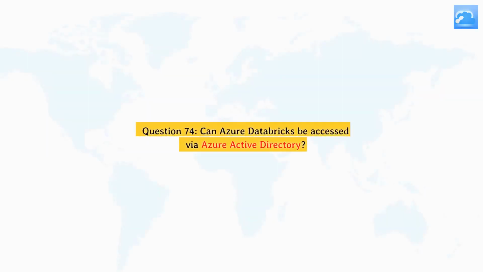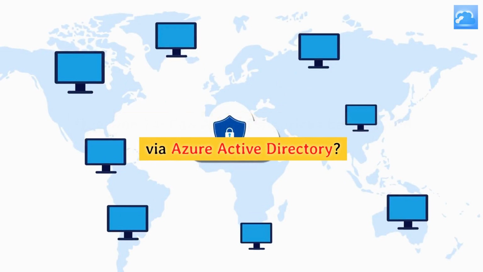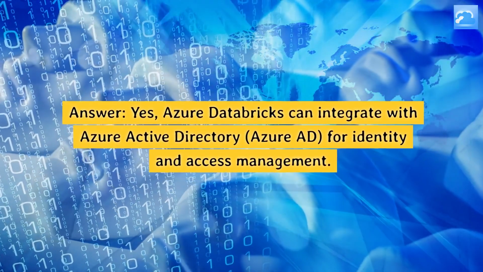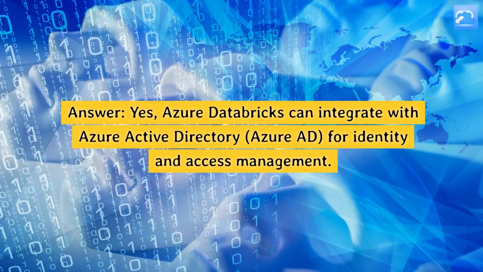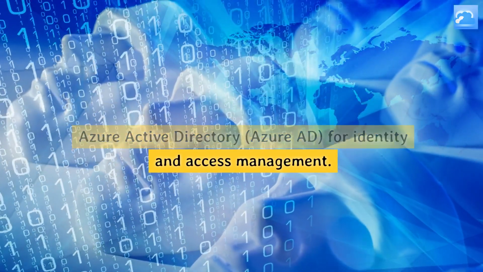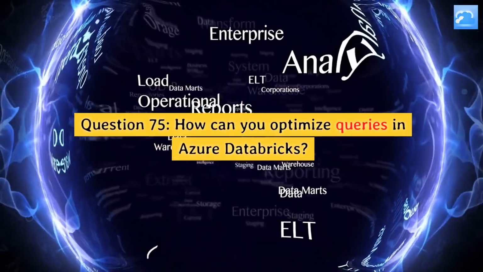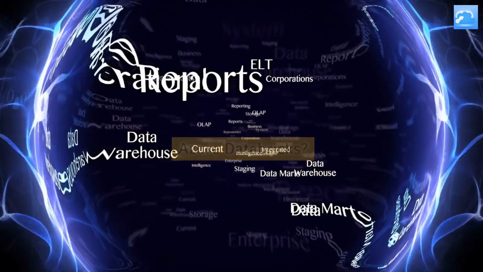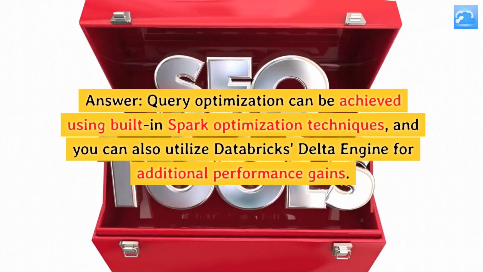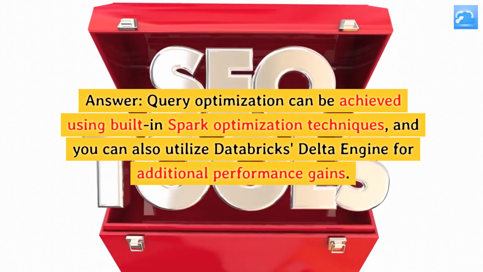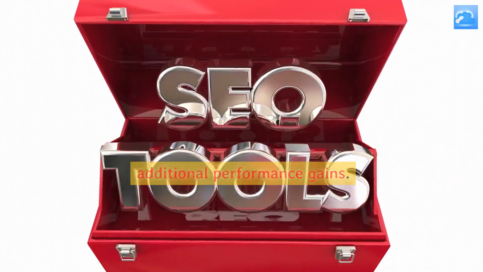Question 74. Can Azure Databricks be accessed via Azure Active Directory? Answer: Yes. Azure Databricks can integrate with Azure Active Directory, Azure AD, for identity and access management. Question 75. How can you optimize queries in Azure Databricks? Answer: Query optimization can be achieved using built-in Spark optimization techniques, and you can also utilize Databricks Delta Engine for additional performance gains.